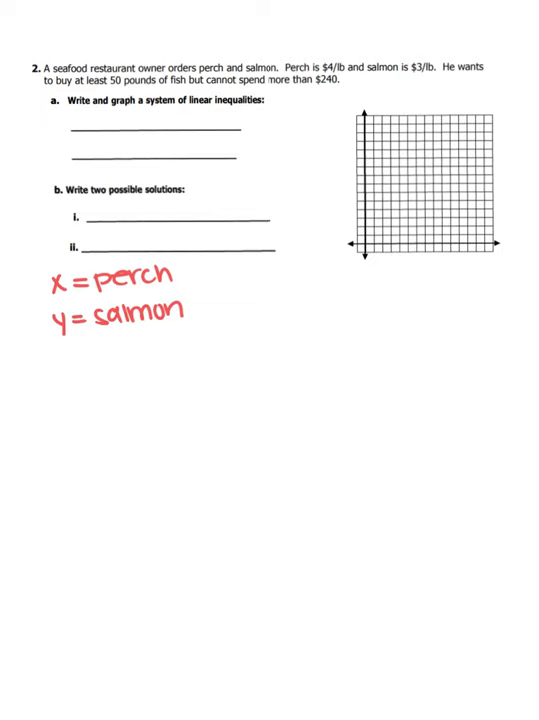Now that you have that, you're going to create your 2 equations. One thing you know is that perch is $4 a pound and salmon is $3 a pound, and that you cannot spend more than $240. That would be one equation, talking about that relationship. Your next one is that he wants to buy at least 50 pounds of fish. So when he combines buying perch and salmon, he wants to buy at least 50 pounds of fish. Go ahead and see if you can create those 2 inequalities.